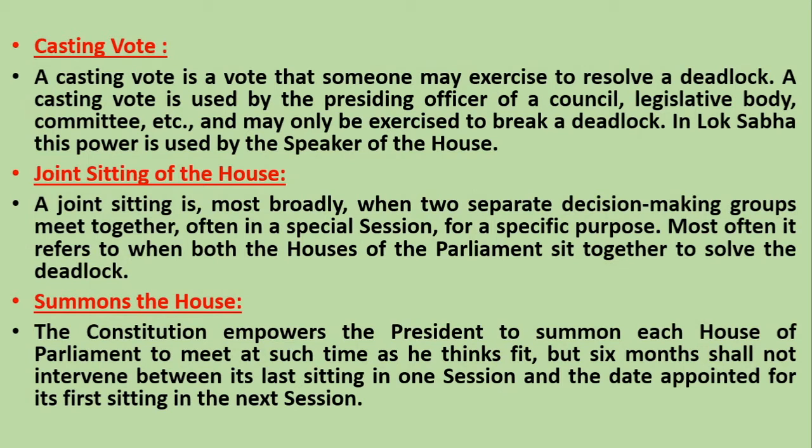The next key term is joint sitting of the House. A joint sitting is most broadly when two separate decision-making groups meet together, often in a special session for a specific purpose. Most often, it refers to when both the houses of parliament sit together to solve the deadlock.